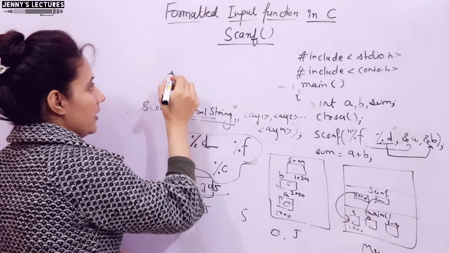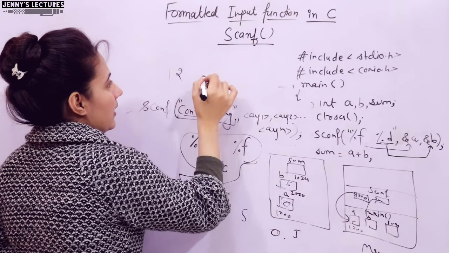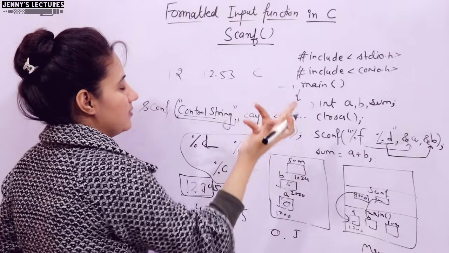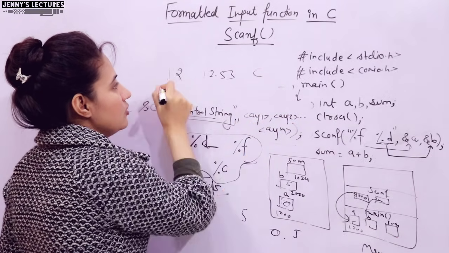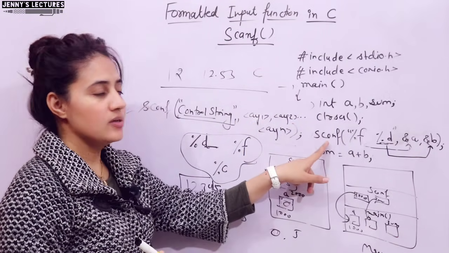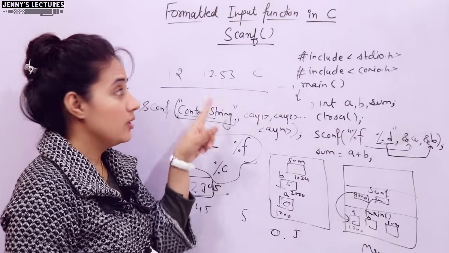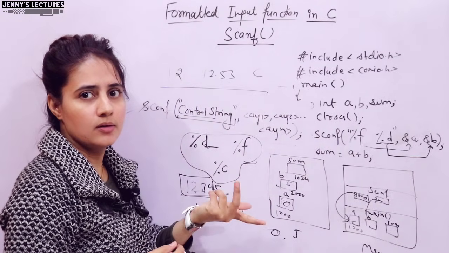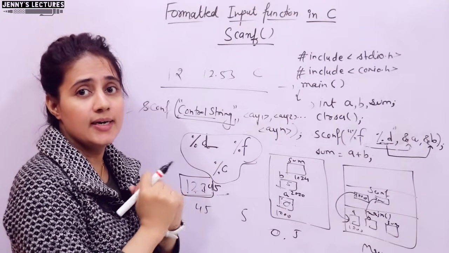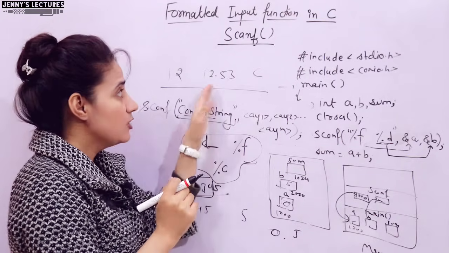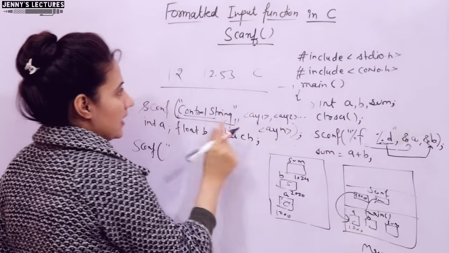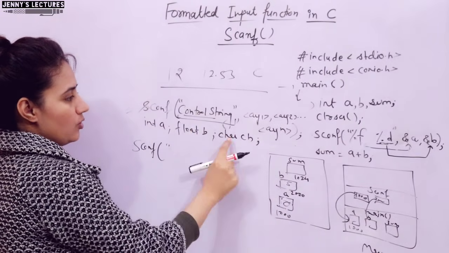See, suppose I am taking input like this: 12. Here I am writing 12.53, and here I am writing a character C. So this type of input we can take using scanf. This is formatted input. First is integer, second is float, third is character. It's okay. You can take mixed data types, right. In this case, what do you have to write in the scanf function? I am declaring 3 types of variables: integer, float and character.